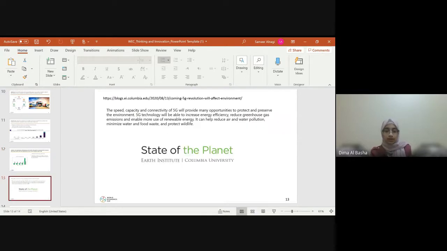A further study is by Columbia University, which basically states that 5G technology will provide many opportunities to protect and preserve the environment. 5G technology will be able to increase energy efficiency, reduce greenhouse gas emissions, and enable more use of renewable energy. It can help reduce air and water pollution, minimize water and food waste, and protect wildlife.